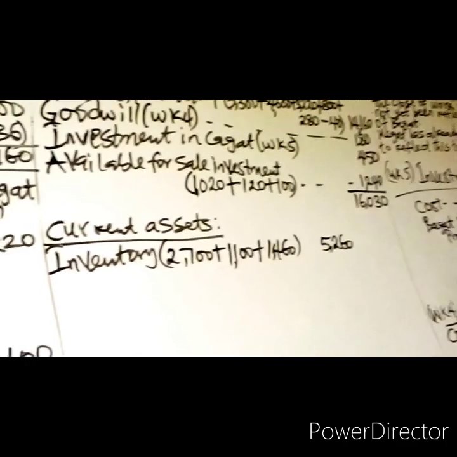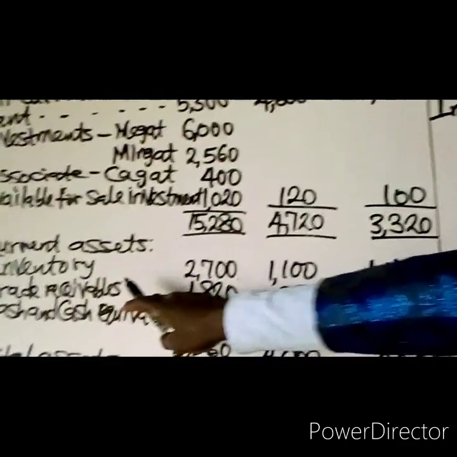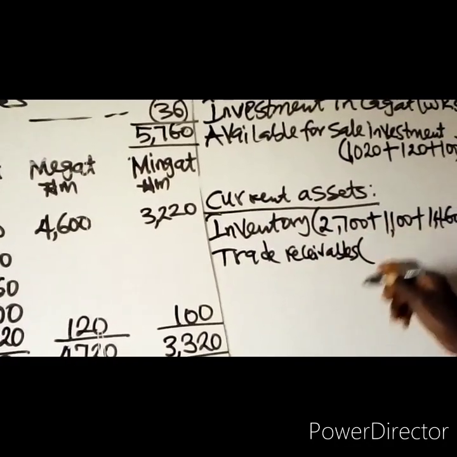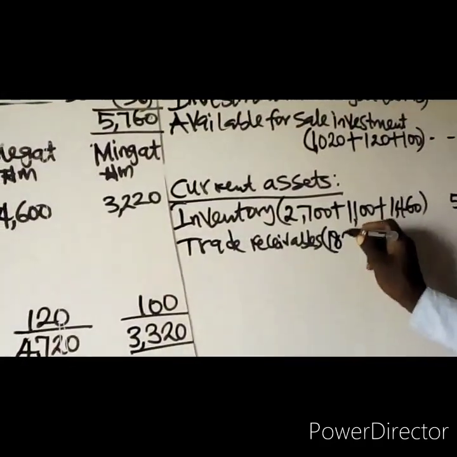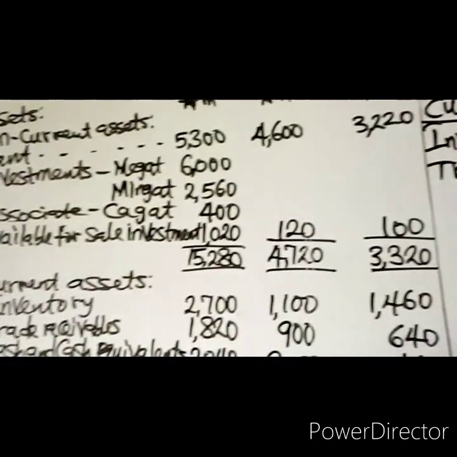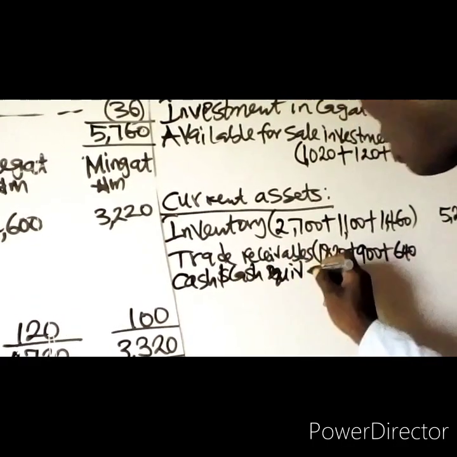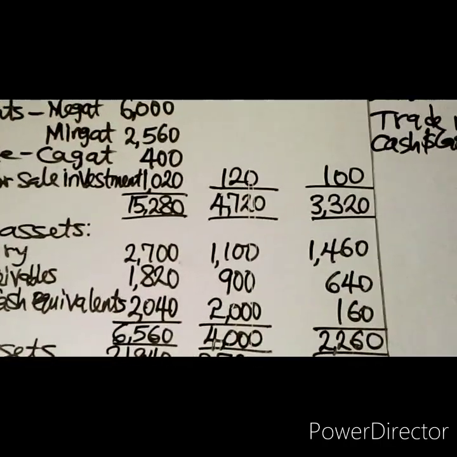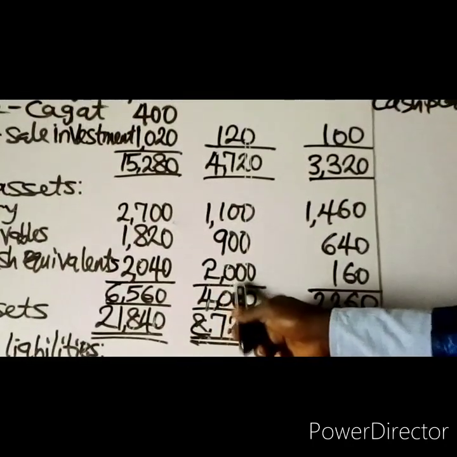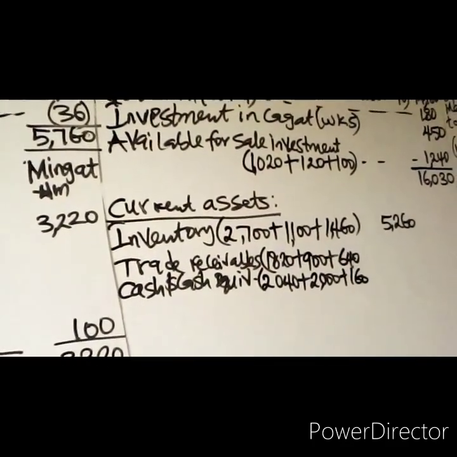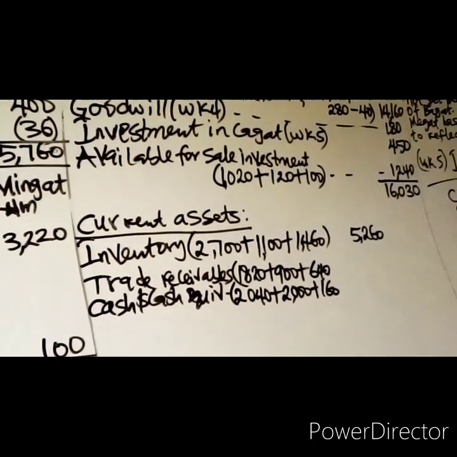Then we have trade receivables: 1,820 plus 900 plus 640. You also have cash and cash equivalents: 2,040 plus 2,000 plus 160. Then we have notes on that.